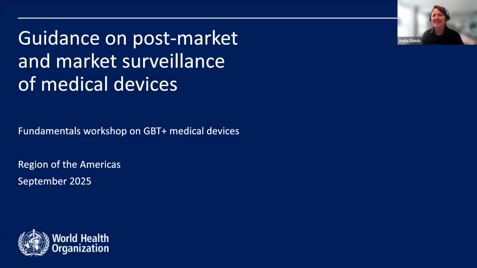Great. Okay, so today I'm going to talk to you a little bit about the PS function, as it's called. So the post-market surveillance and market surveillance aspect of the medical devices global benchmarking tool. For those of you that might be quite familiar with the medicines GBT tool, you'll remember that there are two functions, one called vigilance and one called market surveillance and control, VL and MC respectively.